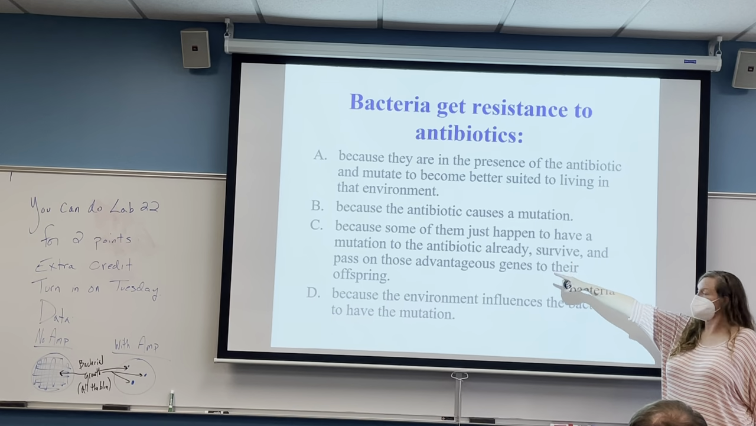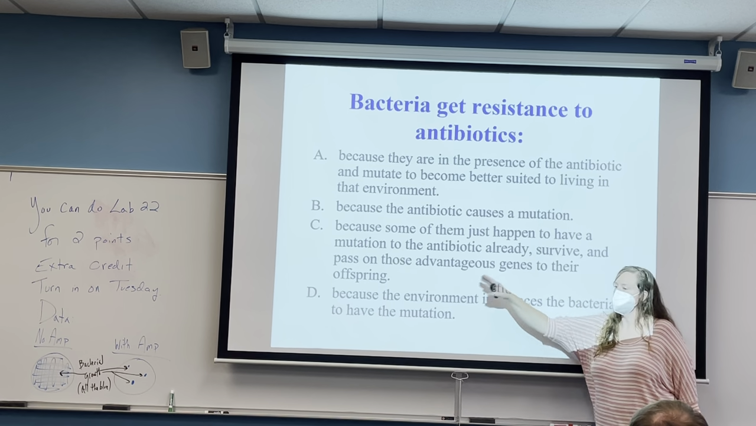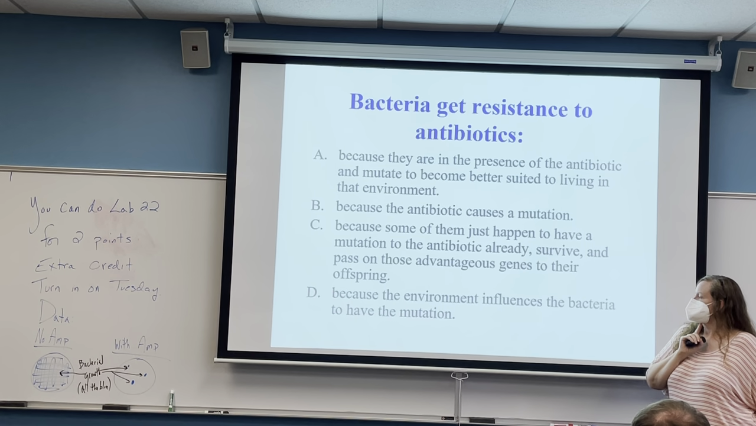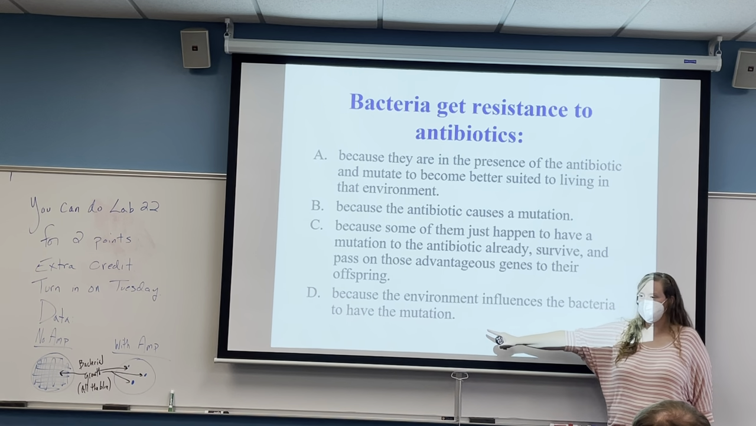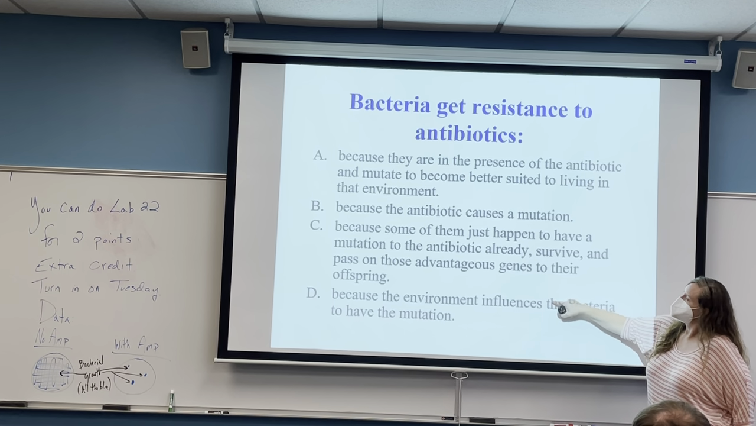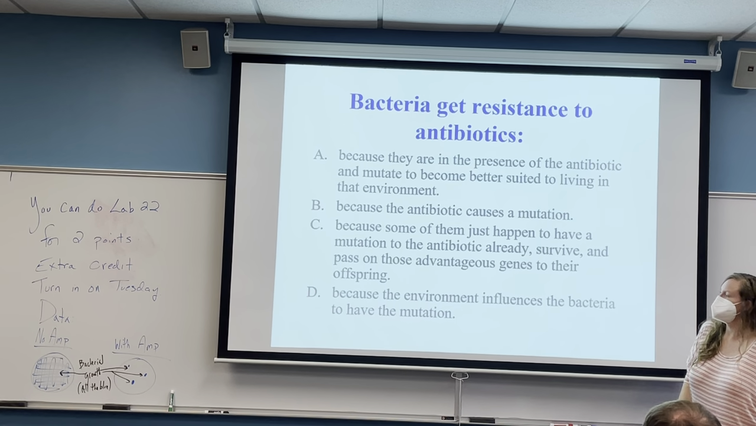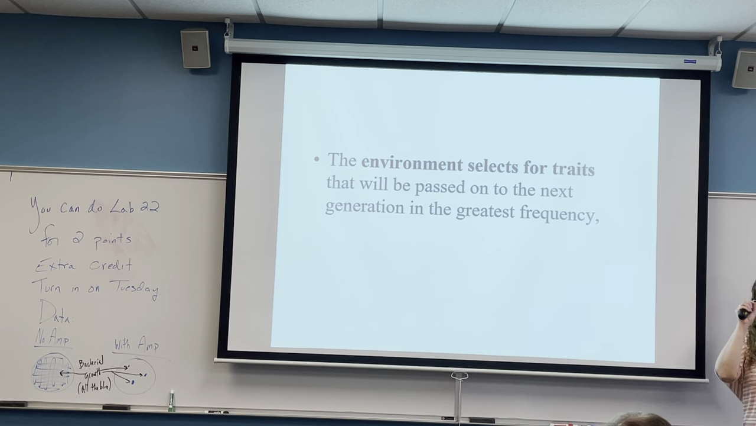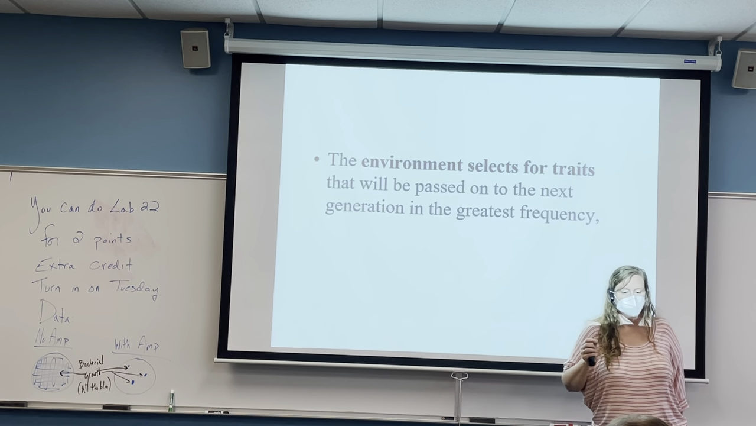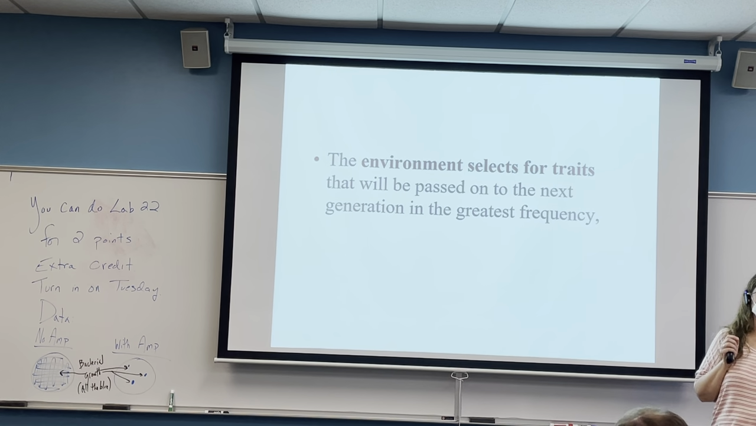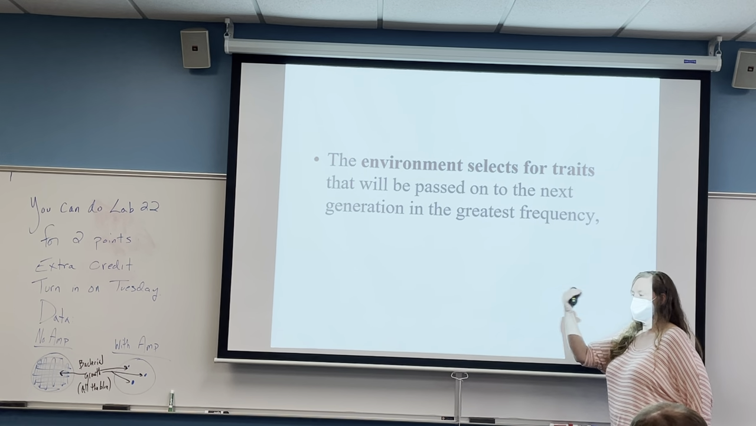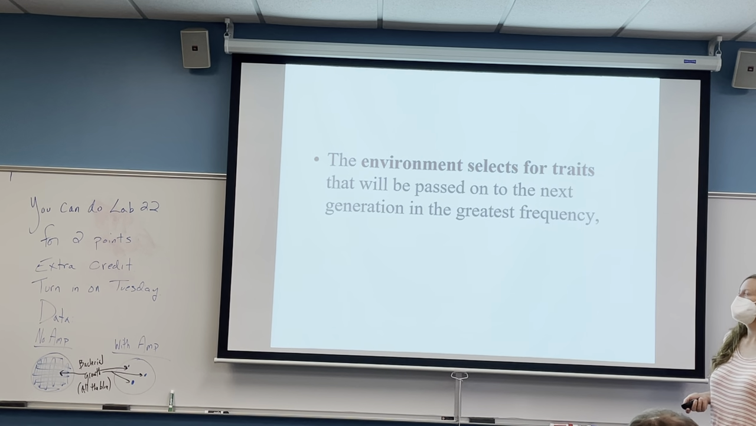Those that have the mutation just by chance already, they survive. And they pass on those advantageous genes to their offspring. I like that one. Does the environment influence the bacteria to have the mutation? Again, this one is very similar to that one, just worded differently. No, the environment does not cause or influence an organism to have a mutation. So no, no, no. All right, so the environment only selects for those that already have the traits. I know there's a lot of redundancy in this lecture, but it's all, again, very important. Those that are selected for hopefully reproduce, pass on that beneficial mutation in the greatest frequency in the population over time.